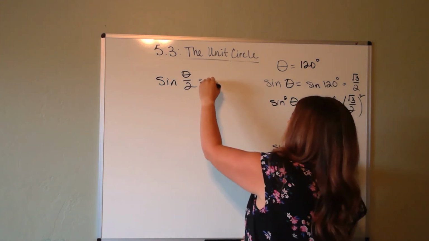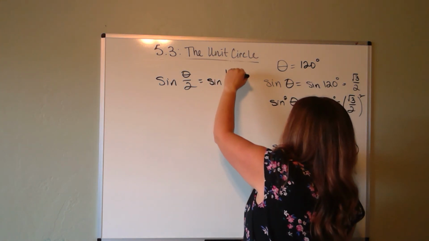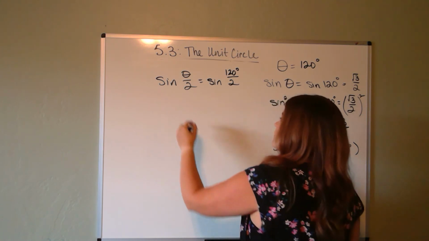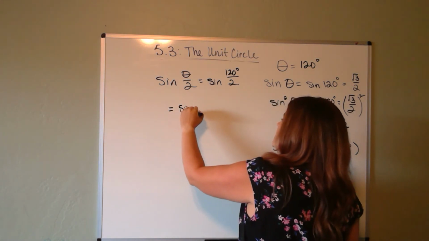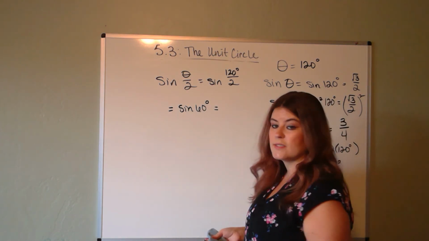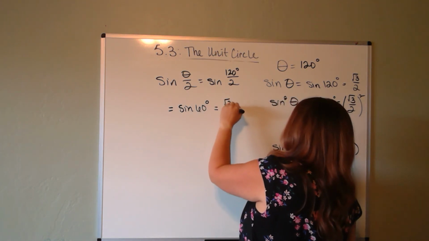So what is theta over 2? Well, remember, theta is 120. So that's the sine of 120, halved. So that's just the sine of 60. And then you go find the sine of 60. What's the sine of 60? It's root 3 over 2.